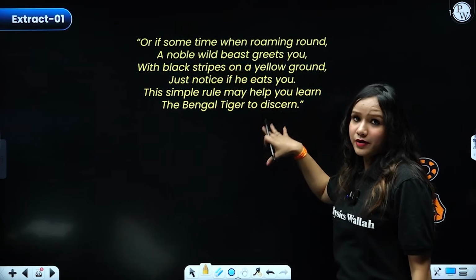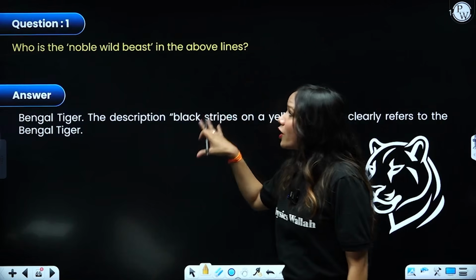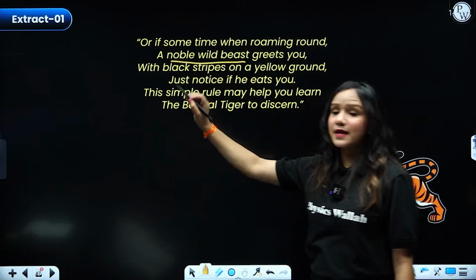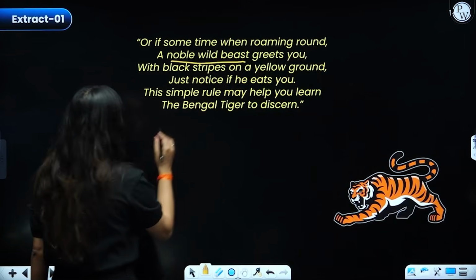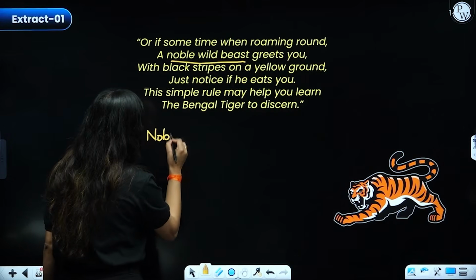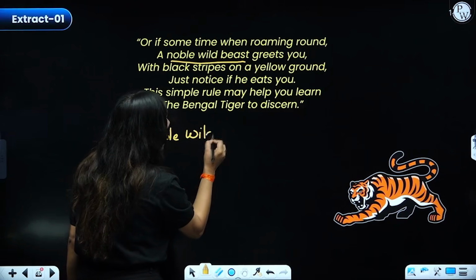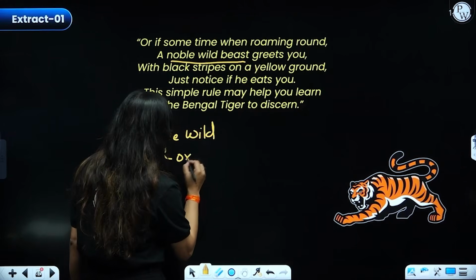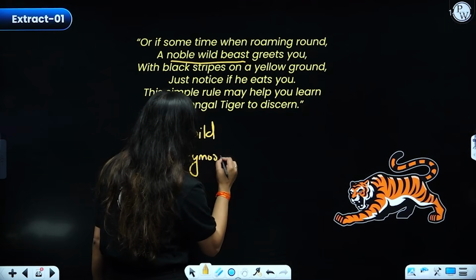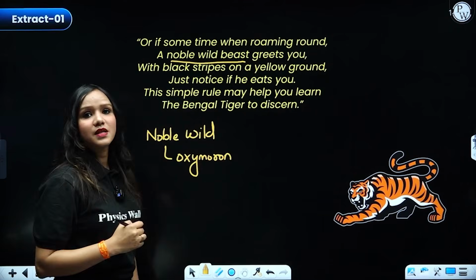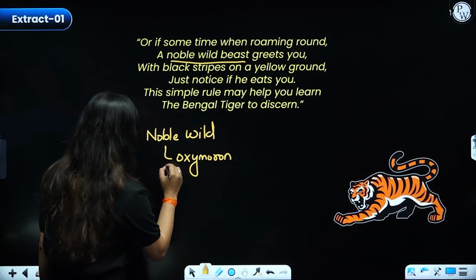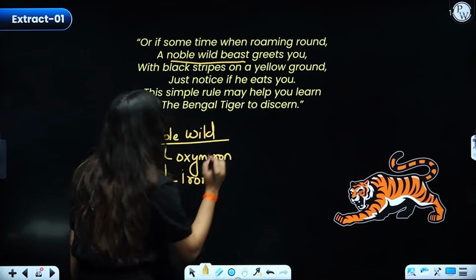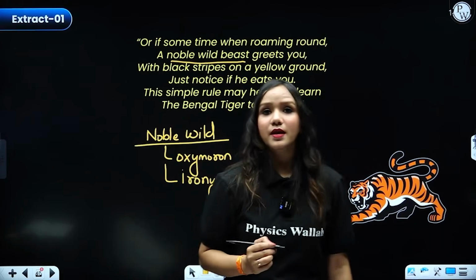There is an extract right in front of you, right? On the basis of this, you need to remember "a noble wild beast." There is irony, there is paradox, and there is oxymoron as well in the same words, "noble wild." Remember this thing, please. How can a wild beast be noble? So you can say there is an oxymoron, a literary device that has been used, right? And there is irony also. How can a wild beast be noble, right?